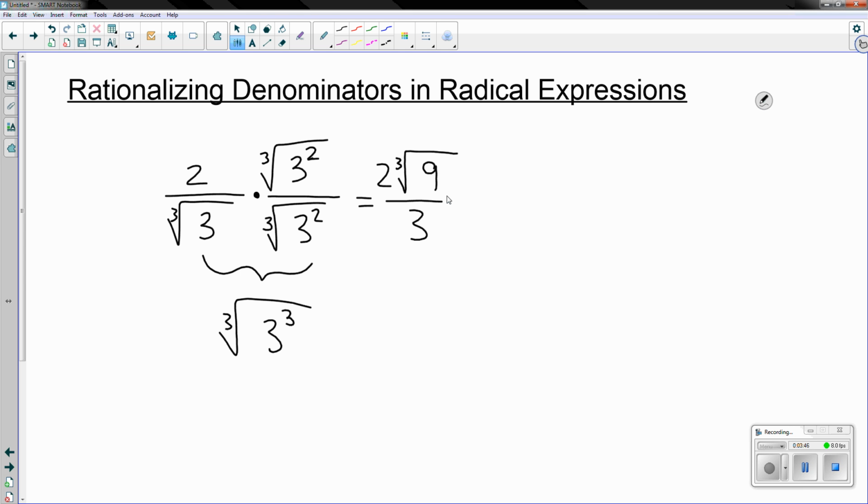And to make sure this is fully simplified, I would want to see if I can make a cancellation with this coefficient 2 and this denominator value of 3. There's no cancellation to be made. So this is indeed the most simplified format after the rationalization process of this original expression, 2 over the cube root of 3.